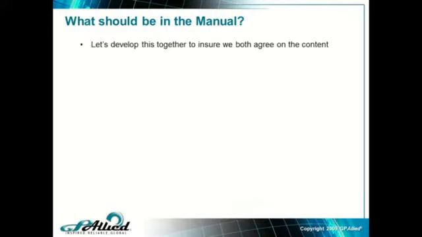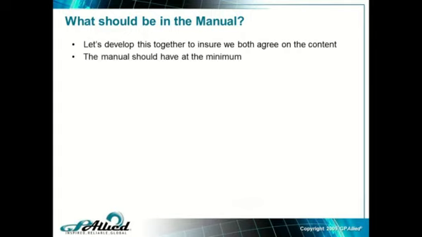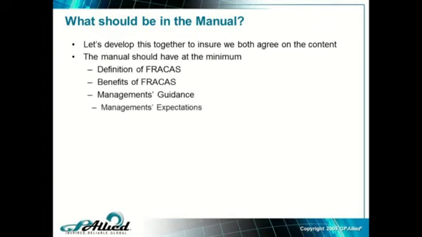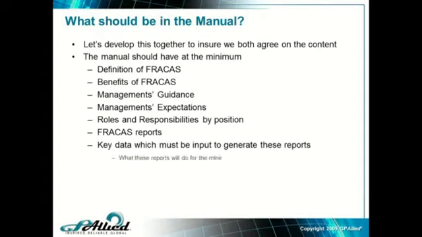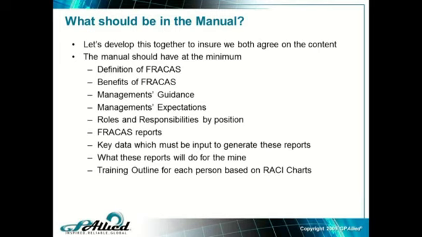What should be in the manual? We want to develop it together to ensure that all parties agree. The manual should have at the minimum the definition of FRACAS, benefits of FRACAS, management's guidance, management's expectation, roles and responsibilities by position, FRACAS reports, and key data that we must have in place to give those FRACAS reports. And then when we have these reports, what will we do with them? And then a training outline for each person based on the RACI charts.